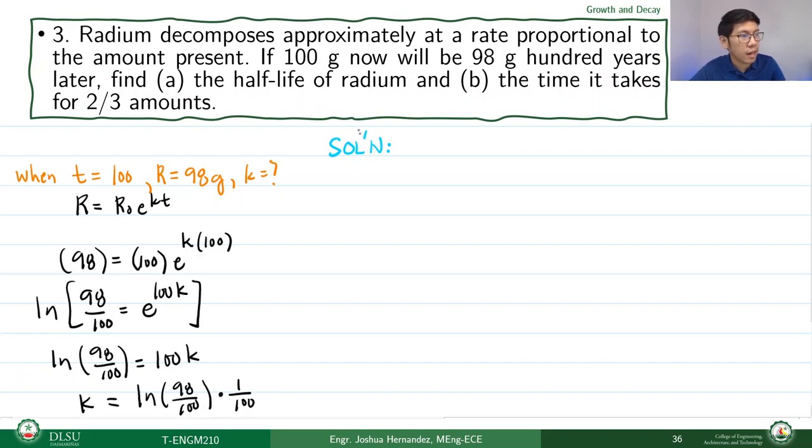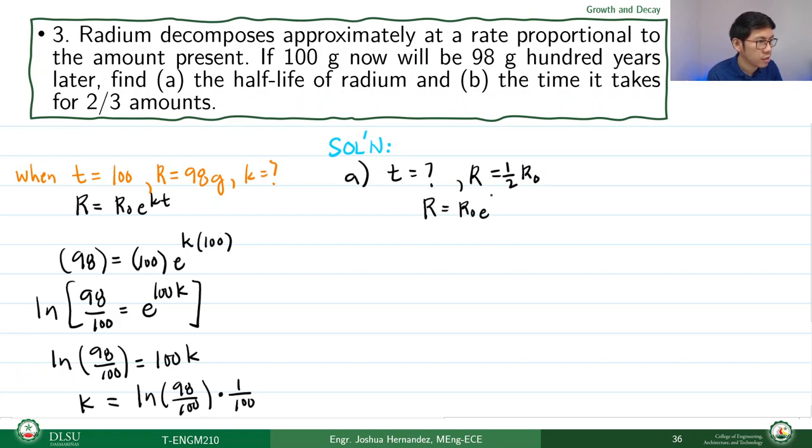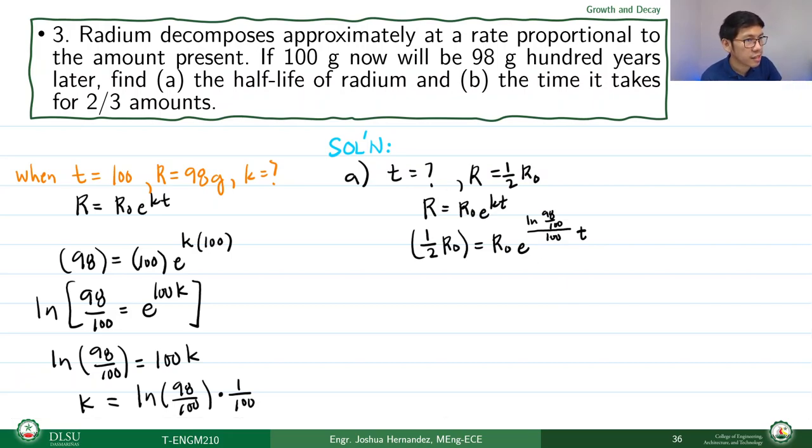At ang unang tanong ay kailan daw yung half-life, no? The half-life of radium. Tinatanong kung kailan, no? Given that radium is half-life, half its original value. So, if our equation is R equals R naught e raised to KT, edi meron tayong R, which is 1/2 R naught equals R naught e raised to K. Nakuha na natin si K. At yun yung ln 98 over 100 over 100 times T. Right? Hinahanap natin si T. R naught cancels out here.